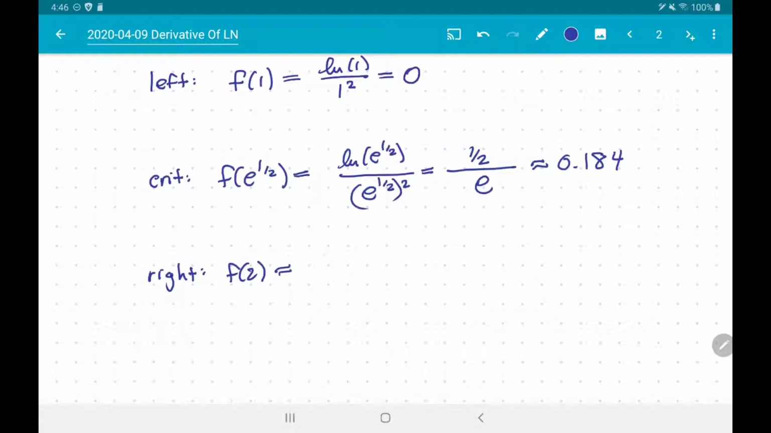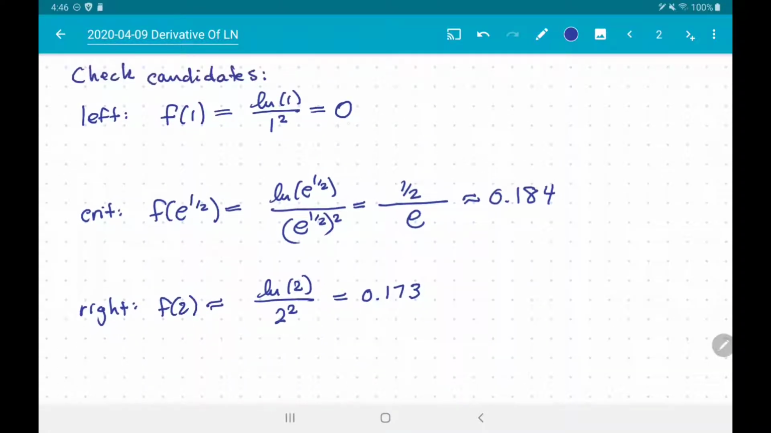Finally, f of 2 is ln of 2 over 2 squared. And this, there's really not much you can do other than type it into the calculator, ln of 2 divided by 4, and the result is 0.173. The problem didn't say specifically how many digits to keep. 3 or 4 is usually safe.